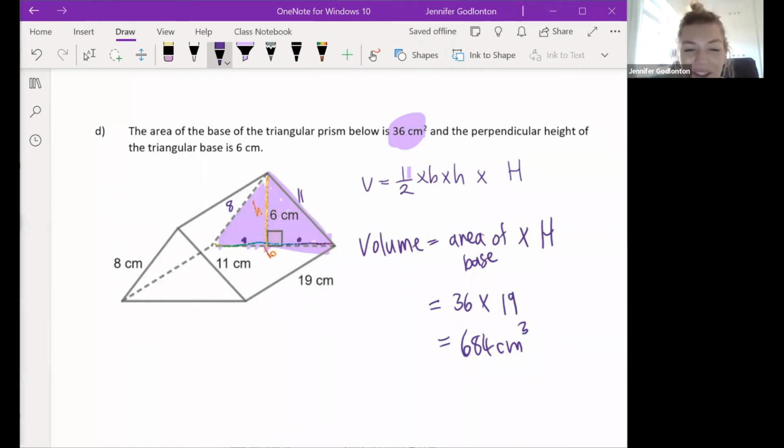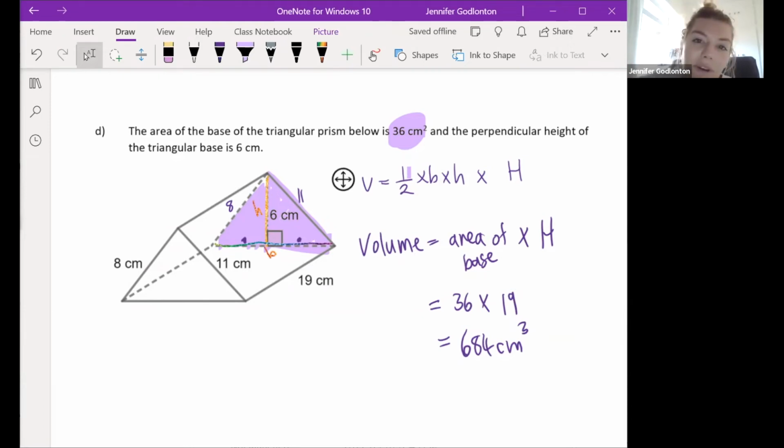Nice job. Guys, that was it. That was all we had to do. All of this other stuff was really just there to throw us off so that we panicked. The thing that most people would have done in this question is they would have used the 8 and the 11 as the base and the height because they look like they are perpendicular to each other. And then they would have times that by the 19, which would have been wrong.